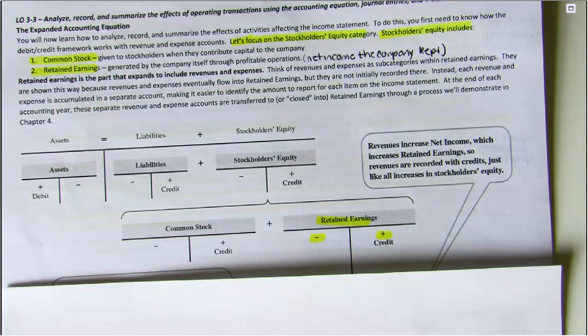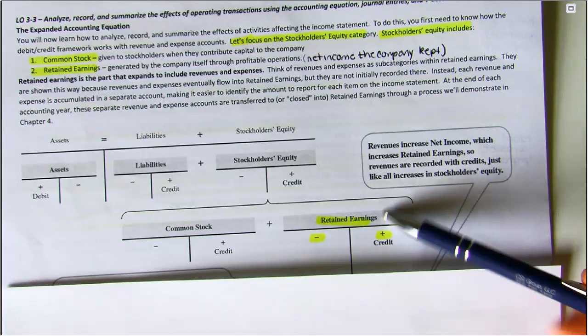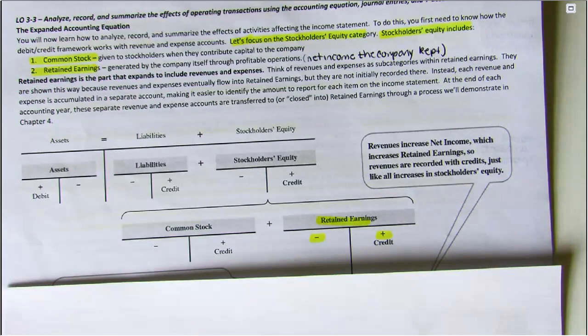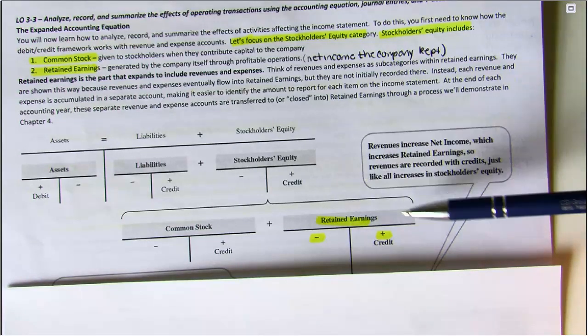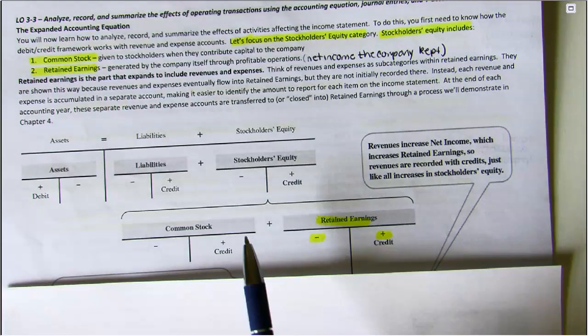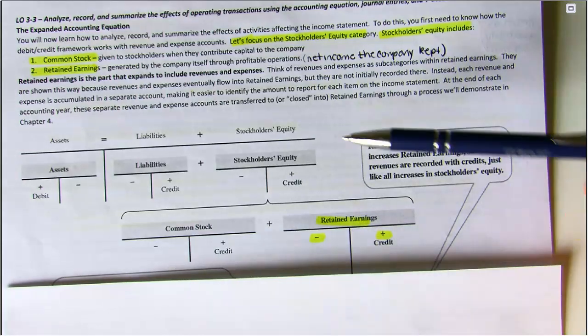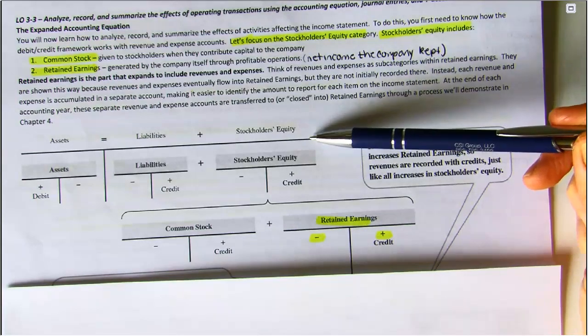The other part of stockholders' equity is retained earnings. Remember, earnings represent your net income. The word retain means kept, so your retained earnings are the net income over all the years of operation of the company, less any dividends that you didn't keep, that you gave away. So as we earn net income, we increase the retained earnings account, just the way we increase stockholders' equity. So the two parts to stockholders' equity, we remember from our balance sheet, are common stock and retained earnings. Both of them represent the stockholders' equity or ownership in the company.